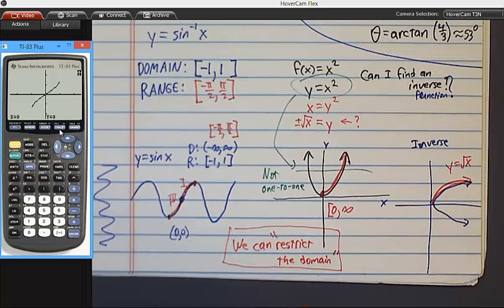And what's the range? You could calculate a value. You could say, all right guys, let me plug in, for example, 1. And it gives me that number, 1.57. What's that again? That's pi/2. Okay.